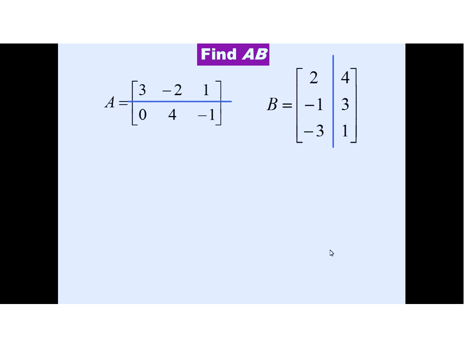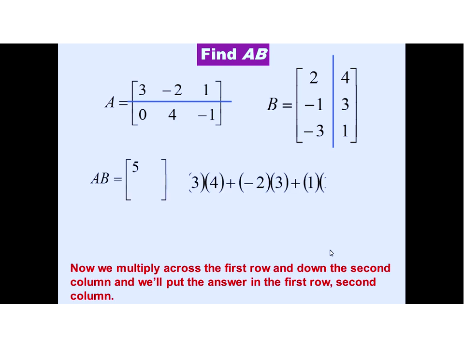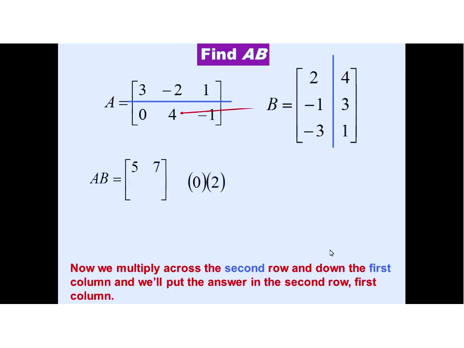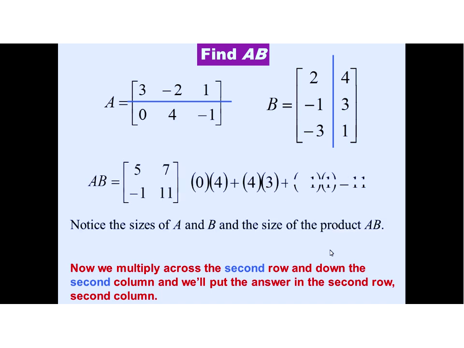So now the yellow sign, we multiply. So this will complete, and the whole matrix is complete. Notice the size of A and B and the size of the product AB. Now we multiply across the second row and down the second column, and we will put the answer in the second row and second column.